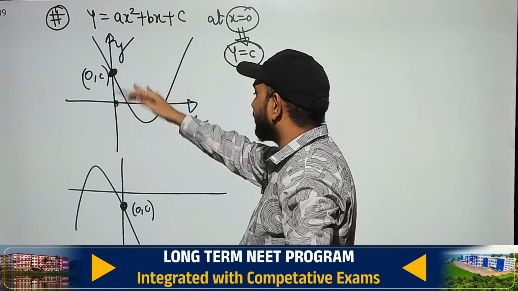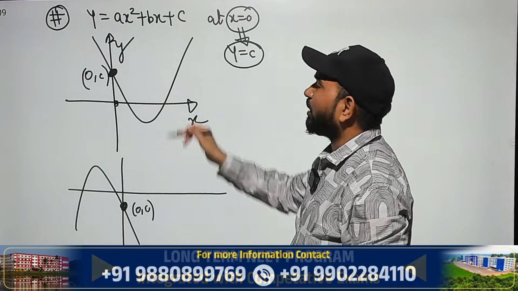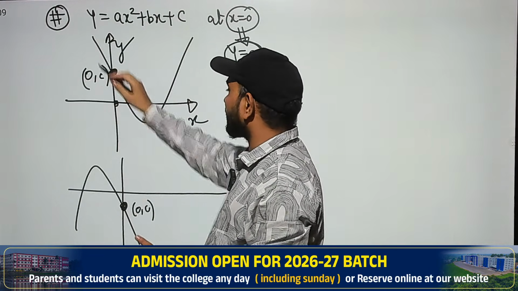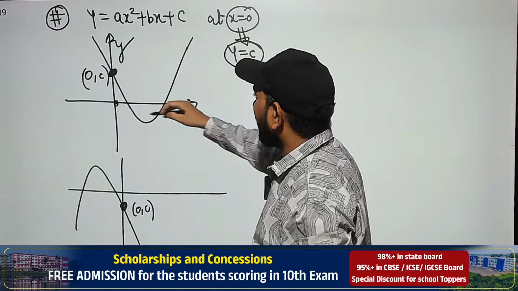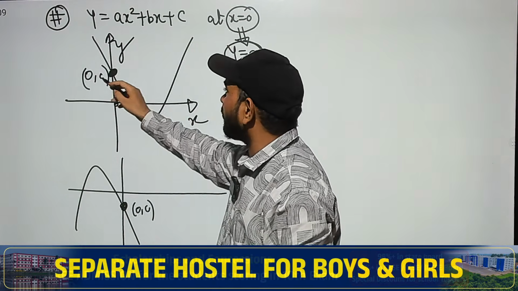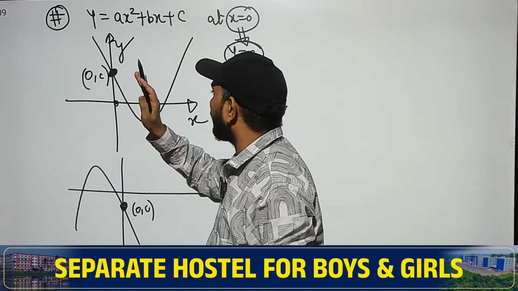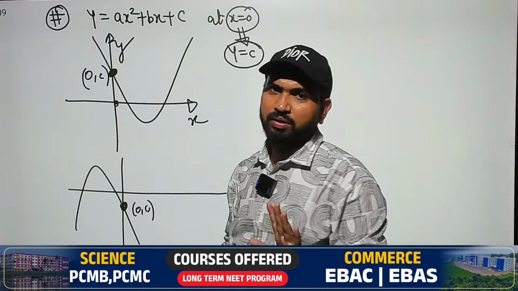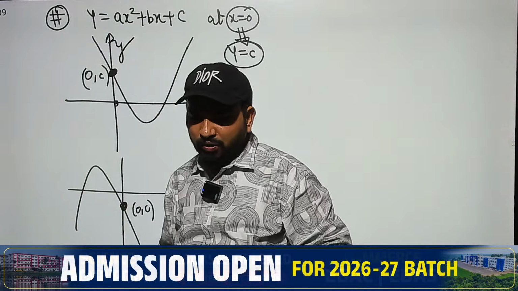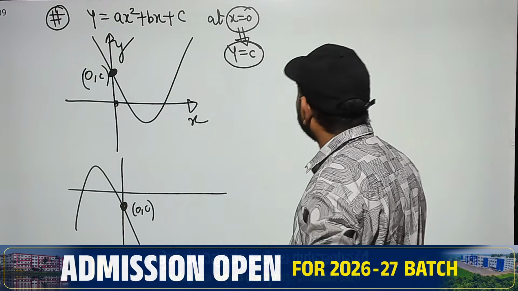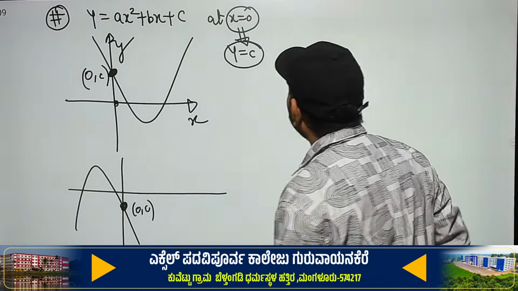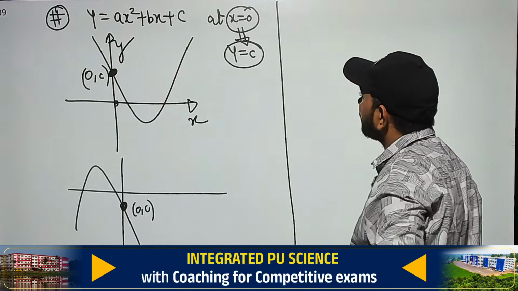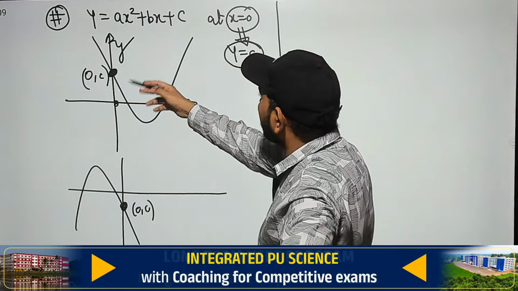So 0 comma C. I don't know about the graph till now, I am just explaining. In this graph, what is this point? 0 comma C, because if I put x equal to 0, then y is equal to C. 0 comma C satisfies. Simple. Now I will give the concept of the symbol of C also. Here C is, in this case, positive.